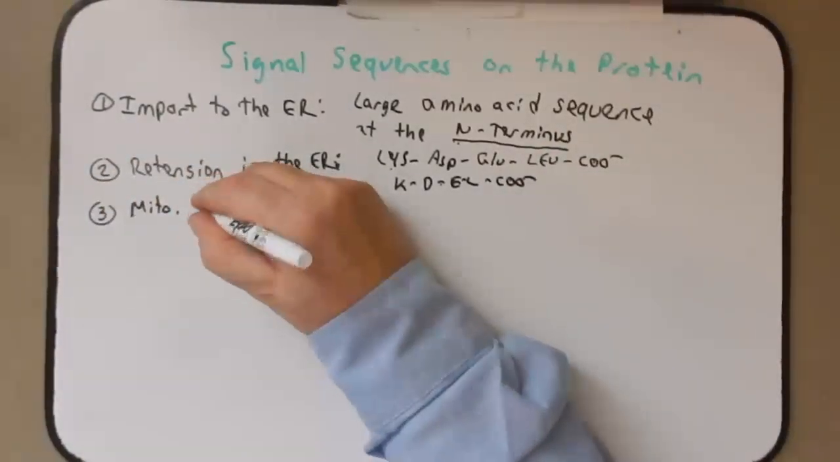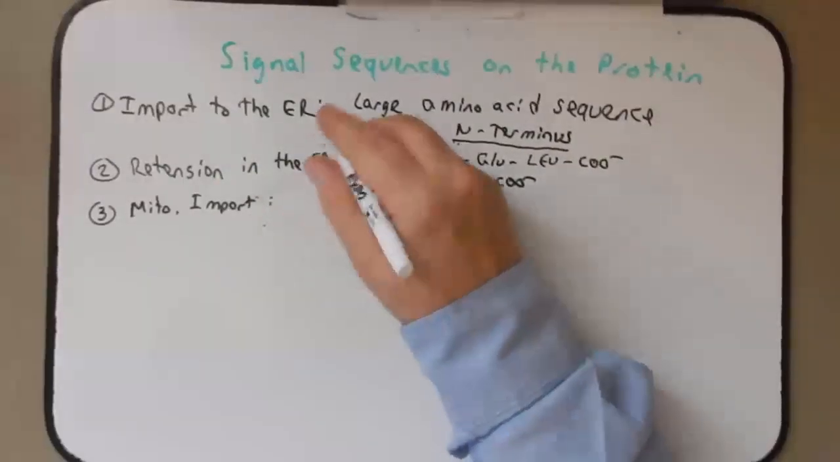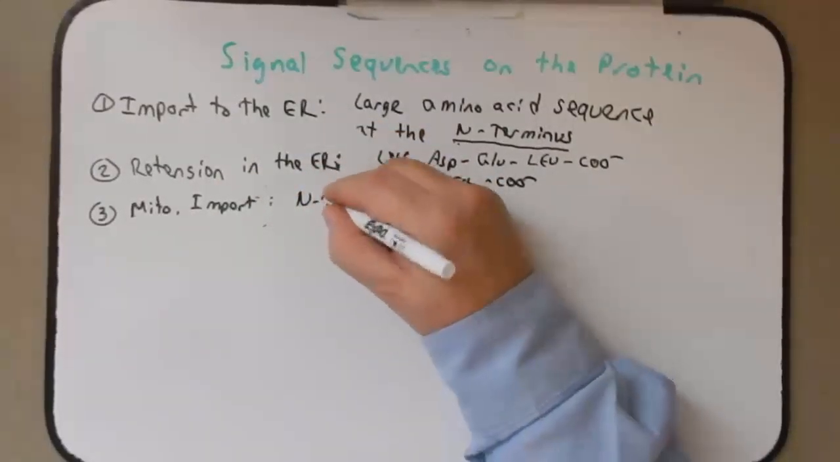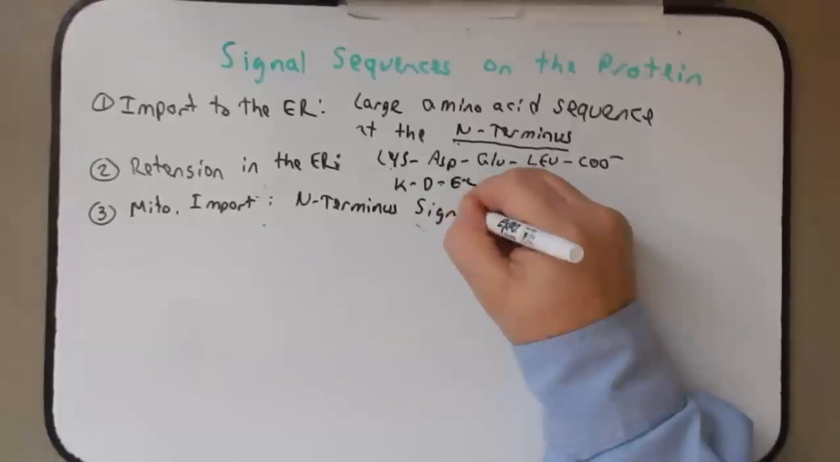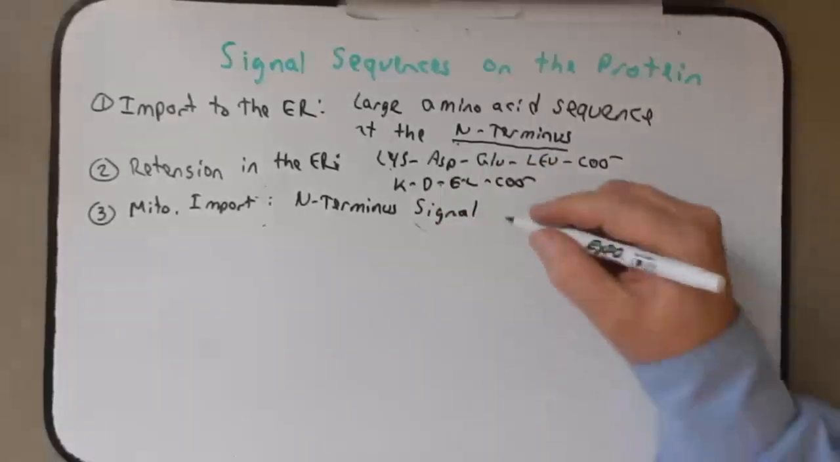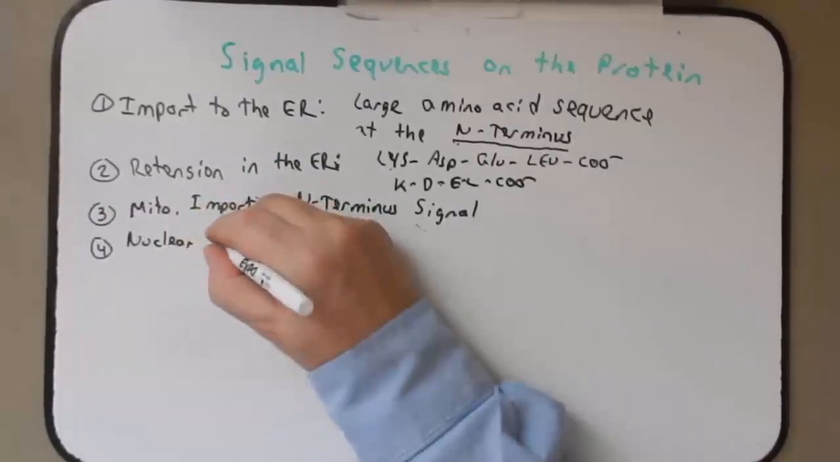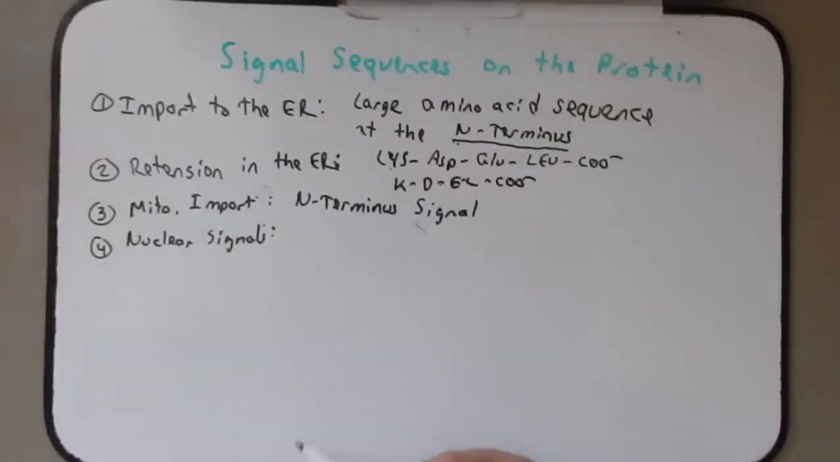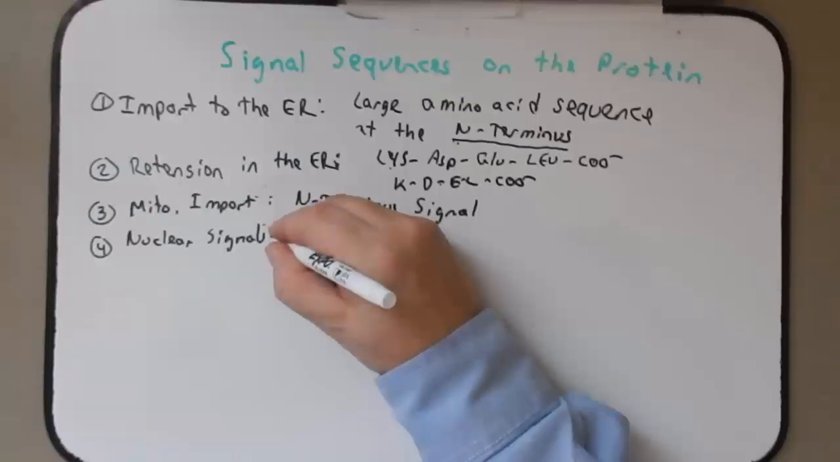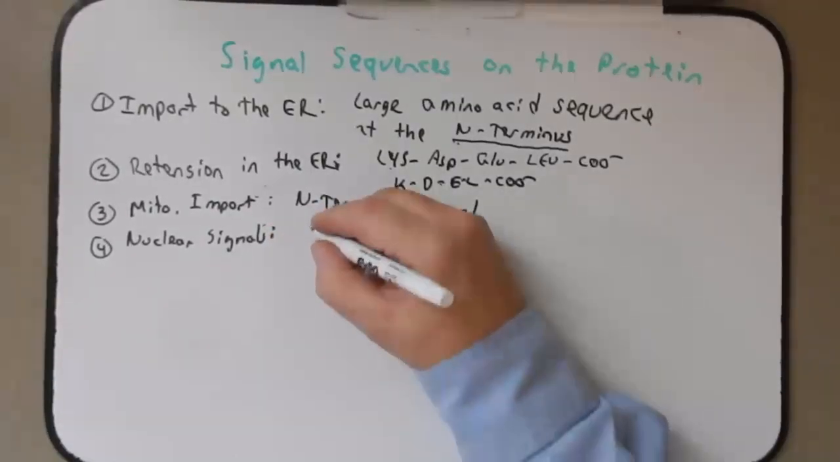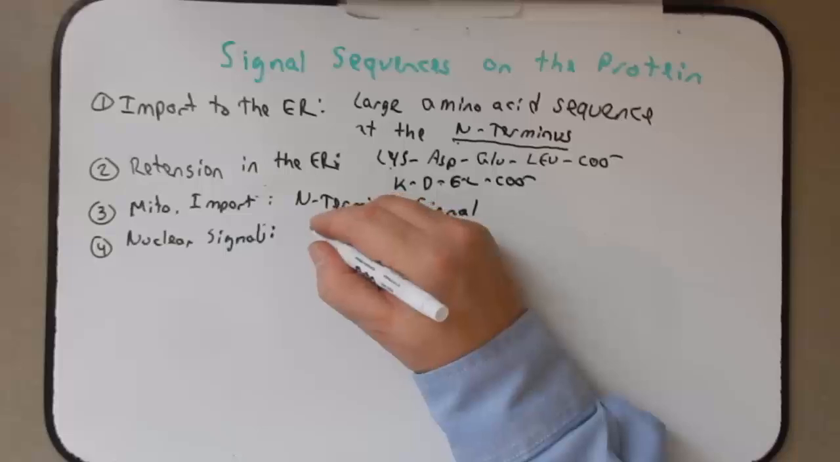So mitochondrial import, like the ER, also has an N-terminus signal. There's some variability on this actual signal, and it's a fairly large one, so I don't need you to remember the whole sequence, but you should know it's at the N-terminus. For nuclear signals, remember, nuclear proteins are fully folded when they enter the nucleus. So they don't require the signal to be at any particular point. It just needs to be exposed on the outside of the protein. And so this is neither N-terminal or C-terminal, it's just anywhere on the protein.